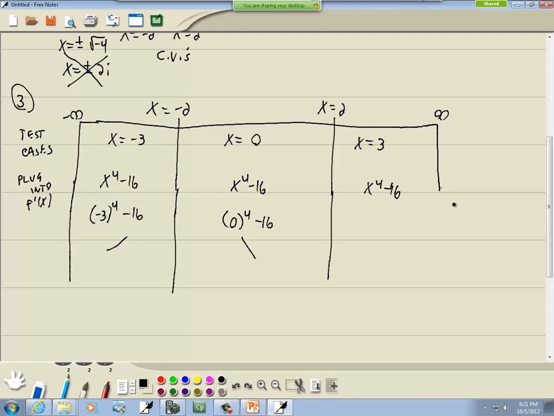And over here, plug 3 in. We got 3 to the fourth minus 16. Again, 3 to the fourth is 81. 81 minus 16, don't know what it is, but it's increasing. So here's our graph coming. It's increasing, and then it changes over to decreasing. So assuming this point exists in our original function, which it does since it's polynomial, this is a relative max. Now over here our graph is decreasing and then changes to increasing. So right down here is a relative min.